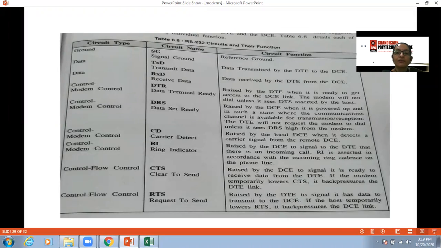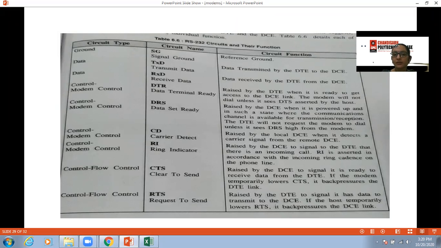And these circuits are defined on your screens, that is the RS-232 circuits and their functions. So these data leads are used to signal the exchange of data. Control leads govern the call signaling states between the DTE and DCE and manage the flow of control between them. As the name suggests, the ground lead is the reference ground for the DTE and DCE port. So this is about the circuits of our RS-232, and we can see the circuits and their functions.